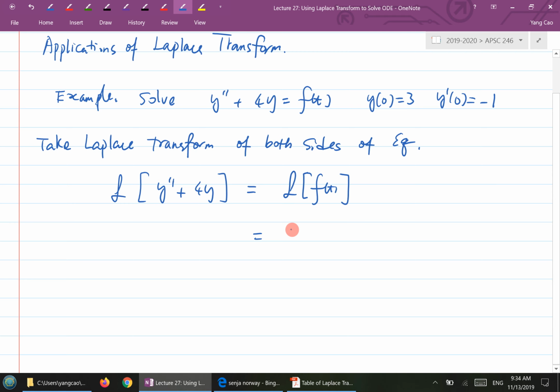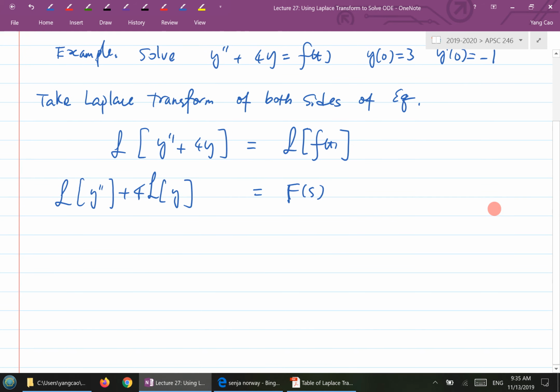For the right side, we don't have the function given, but if the function is given, then we're able to find its Laplace transform, capital F of s. For the left side, Laplace is a linear operator, so basically you're taking Laplace transform of each term individually. You can also take the 4 out of the bracket. So that's what happened on the left side.